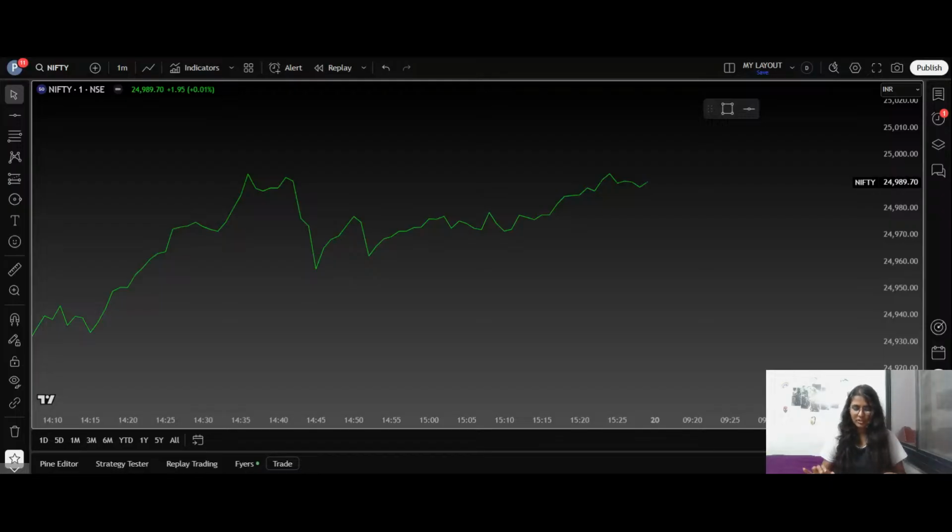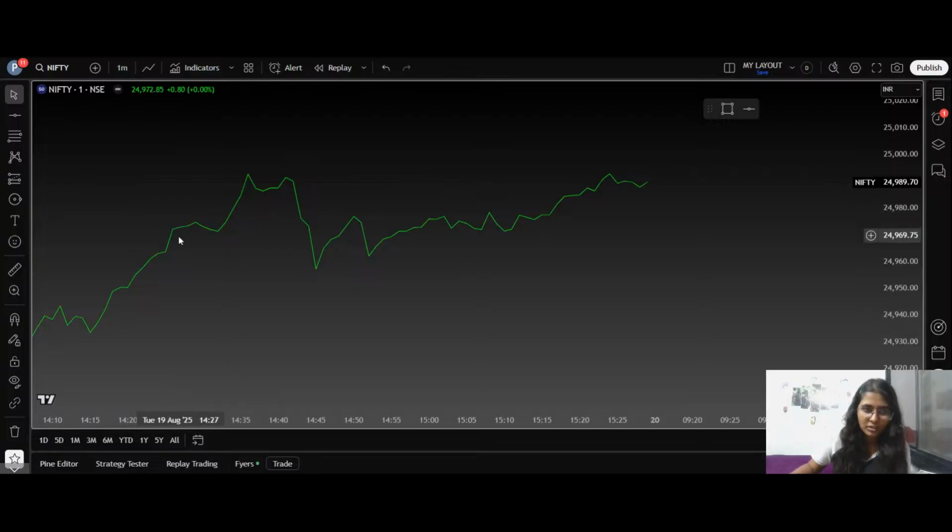I might have written this definition. I'll repeat it again, then I'll explain it to you. A line chart plots prices as a continuous line, usually using the closing price of each period. It does not show open, high, or low like candlesticks do. Just a single price point per time interval, in brackets, often the closing price. I hope you might have written this definition down. So now I'll explain this definition.